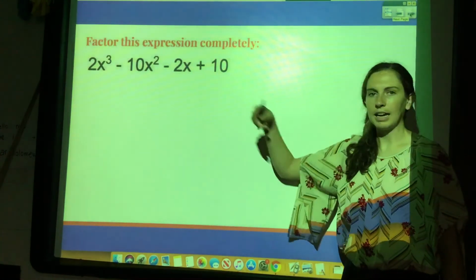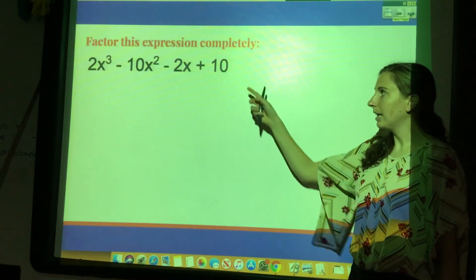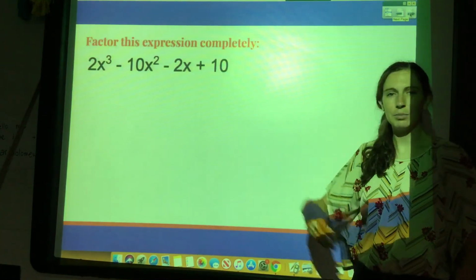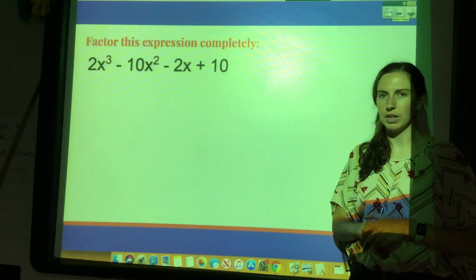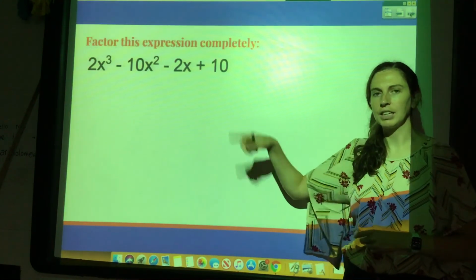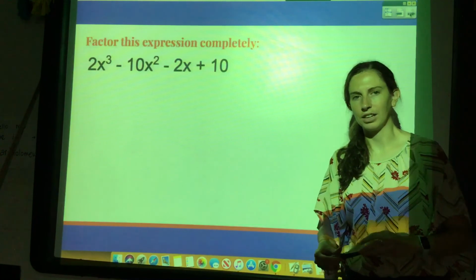This is another one like that, and I'm not going to go through it, but it actually has a GCF first, and then it can keep going a little bit. So if you want to try that one on your own, that's a good one to practice having to continuously factor a couple times.